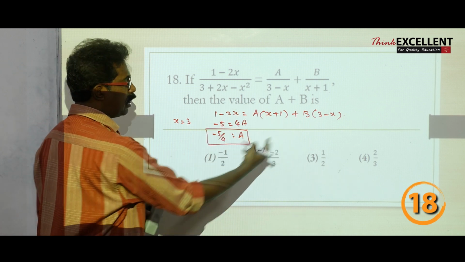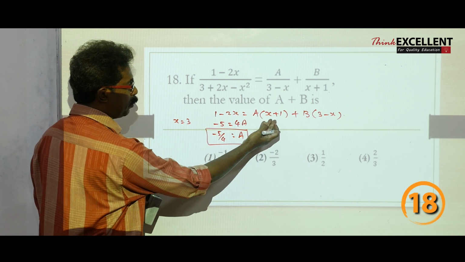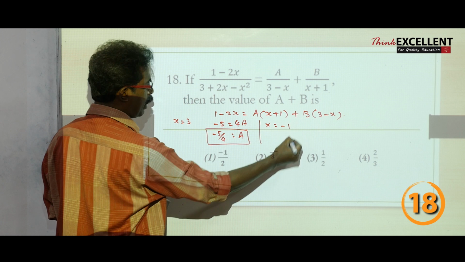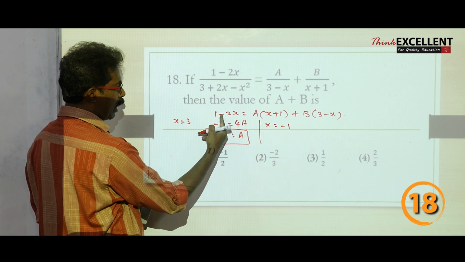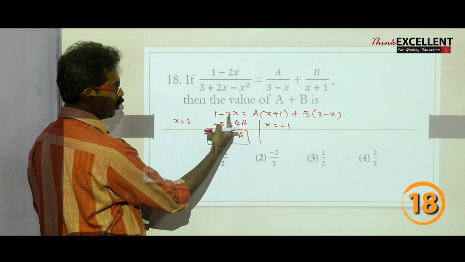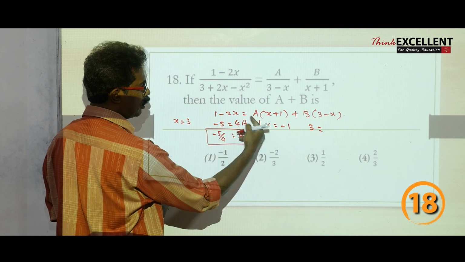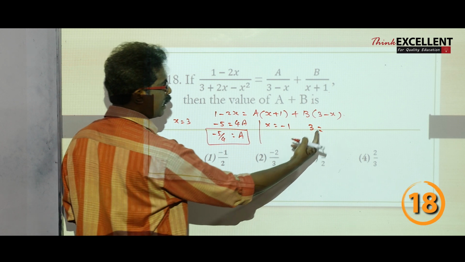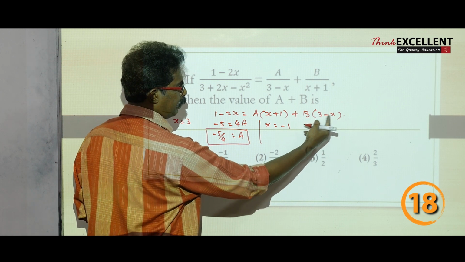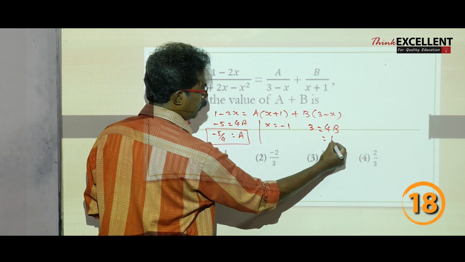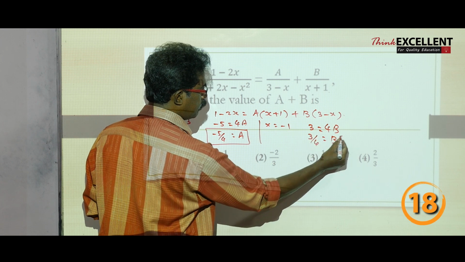To find b value, you make this 0. For that you put x equal to minus 1. When you put x equal to minus 1, minus 2 into minus 1, so it becomes plus 2. So 1 plus 2, that is 3 is equal to, when you give minus 1, this becomes 0. When you give minus 1, minus 1 is plus 1, 3 plus 1 is 4. So 4b, or b is equal to 3 by 4. So that is b value.